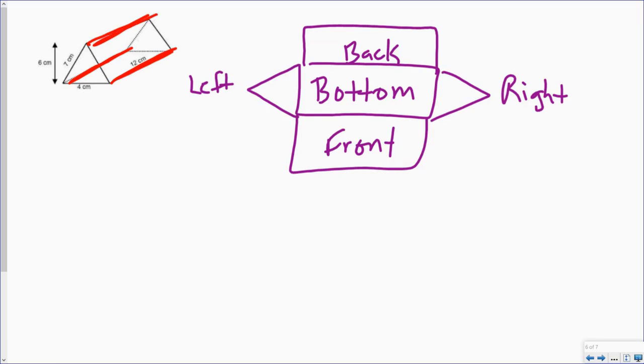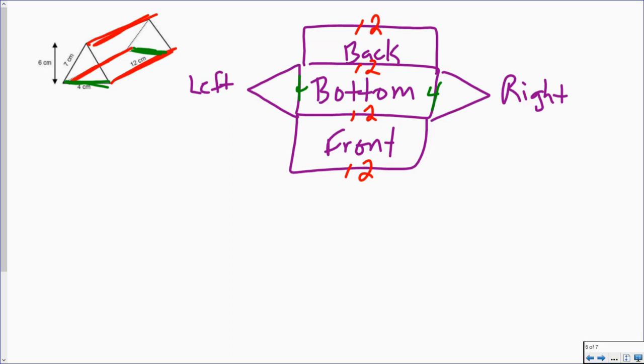So if I start here with 12 here, that means this is also 12. That's also 12. And this is also 12. If I look at the next measurement here, we have 4 centimeters here. That means this side is also 4 centimeters. So here's 4, and here's 4.